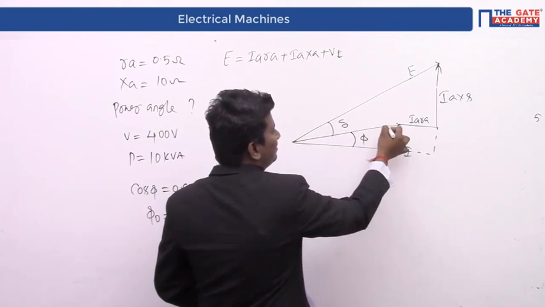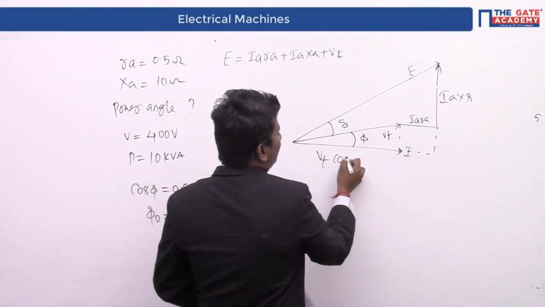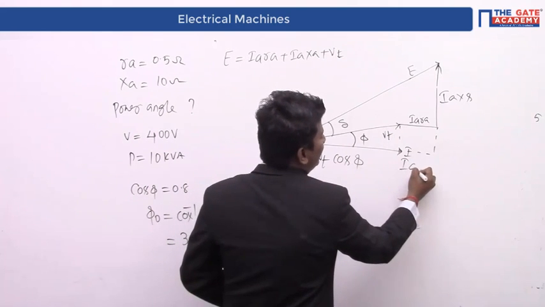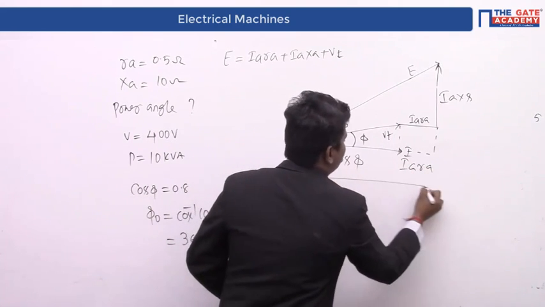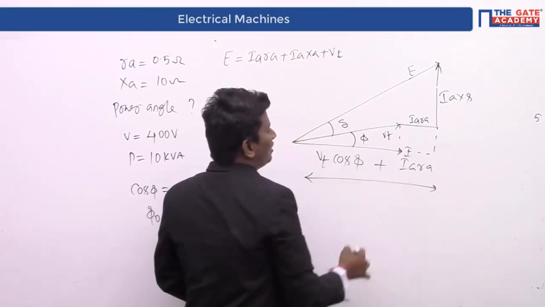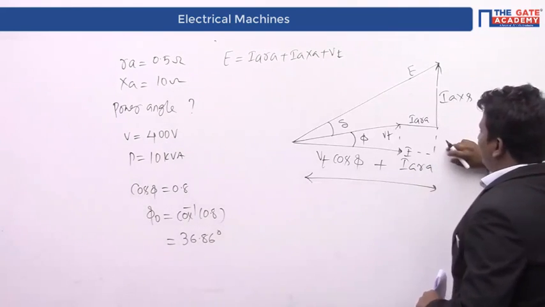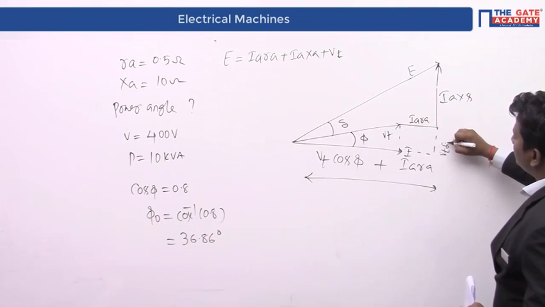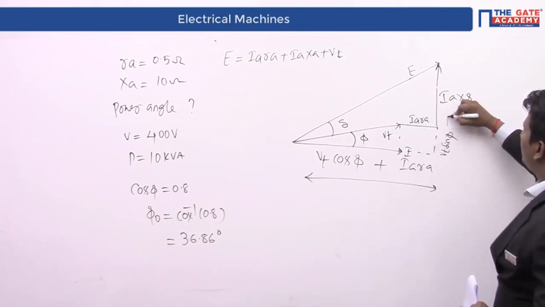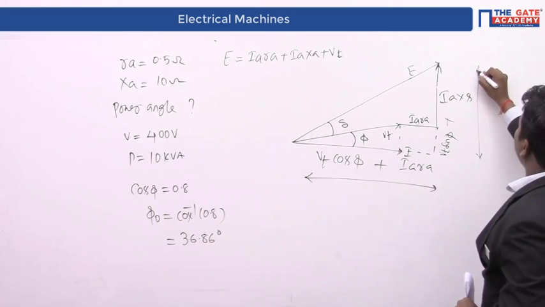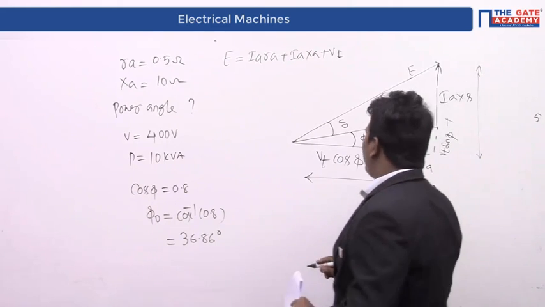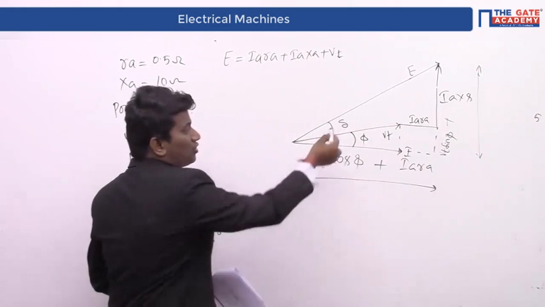Now we have to find out the length of this. This length is nothing but VT cos phi, and this length is IA RA. Therefore, this total length is VT cos phi plus IA RA. Similarly, what is this length? VT sin phi, because it is the opposite side. This is your resultant length. Therefore, how to find out that load angle?